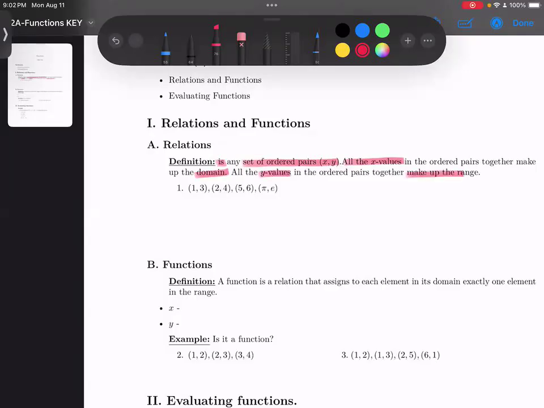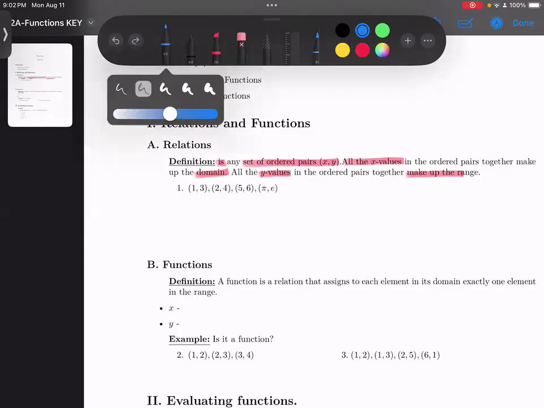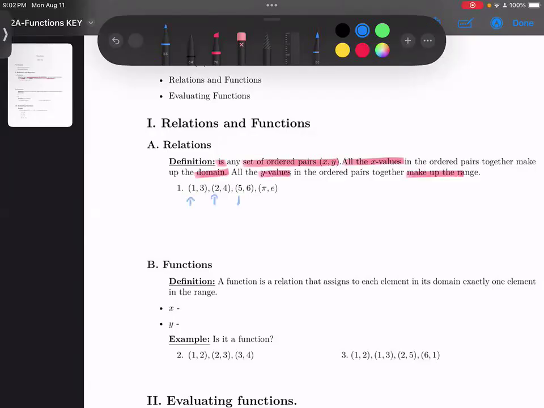Right, so for example, I have this set here where x will be 1, 2, 5, pi. Those are my x. Maybe I'll highlight the x in blue here. And then my y will be the second component, right? 3, 4, 6, and e. By the way, e is just another transcendental number. If you're in finance, you should be familiar with e by now.